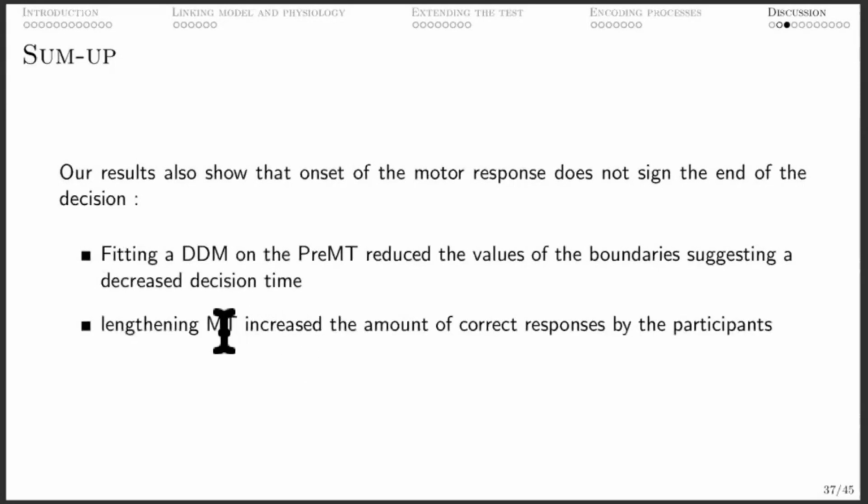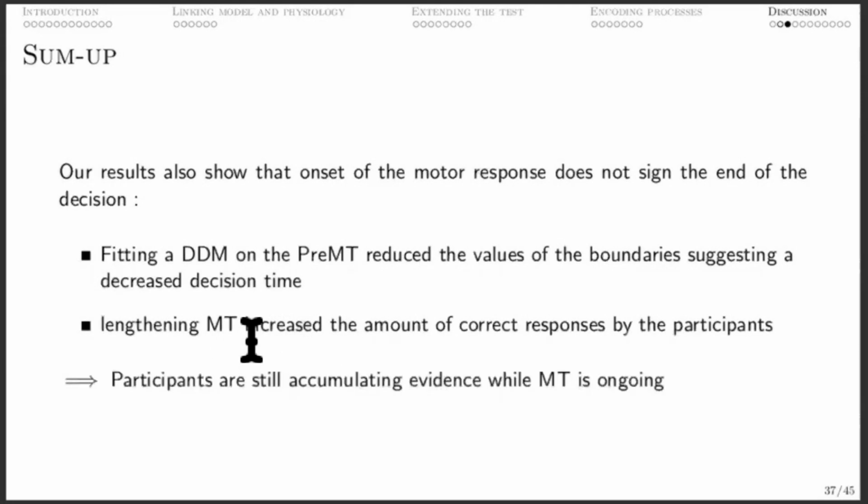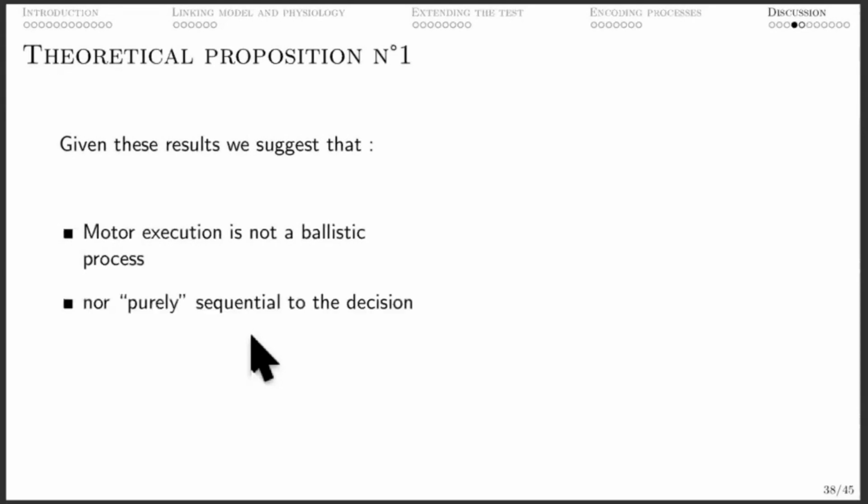And also when we observe that lengthening the motor time increases the amount of correct responses, this altogether suggests that participants are still accumulating evidence while the execution is ongoing. So this translates as follows. Given these results, we give the first theoretical proposition, which is that motor execution is not a ballistic process as often assumed by psychophysiologists. It is also not purely sequential to the decision, so it doesn't necessarily follow the decision in a strict manner.